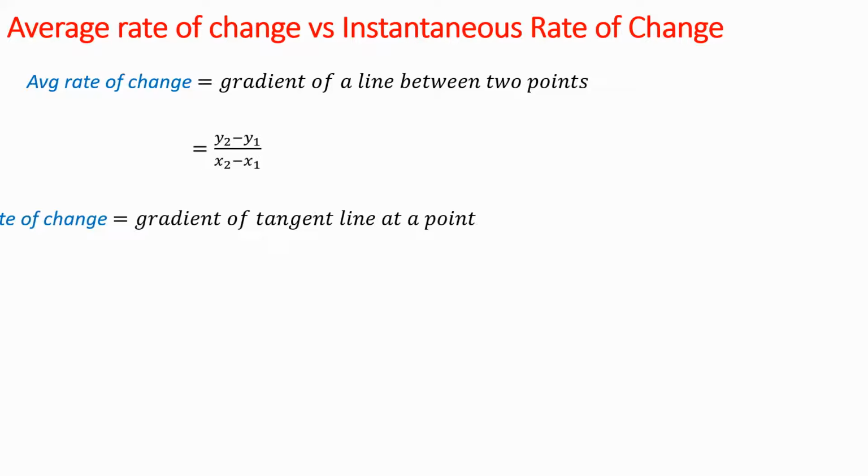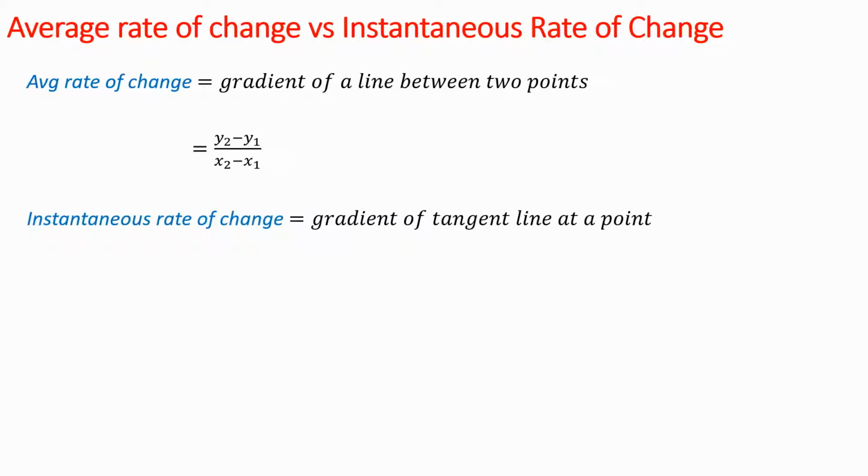Whereas instantaneous rate of change is the gradient of a tangent line at a particular point. Now that is what you've been doing when you're finding the gradient by differentiating at a point. Remember how I keep telling you to find the tangent at a certain point? What you're actually doing is finding the instantaneous rate of change. So just to remind you, let's say I gave you y equals x squared, and you know the derivative is dy dx, which is 2x.